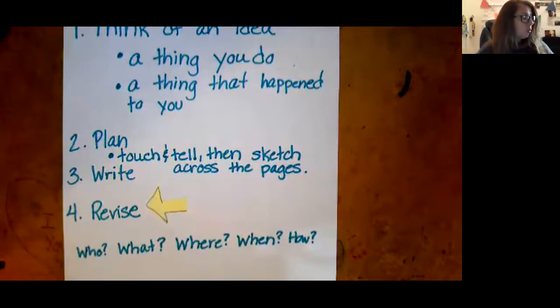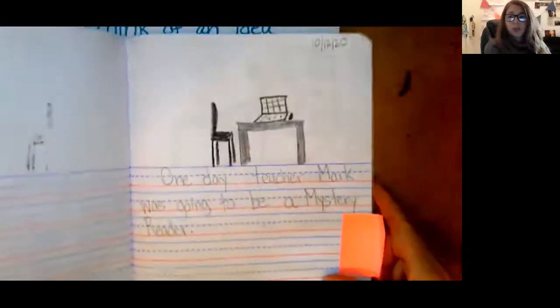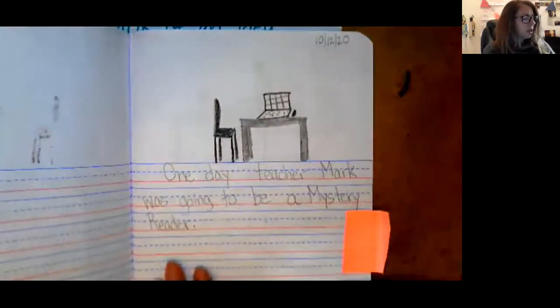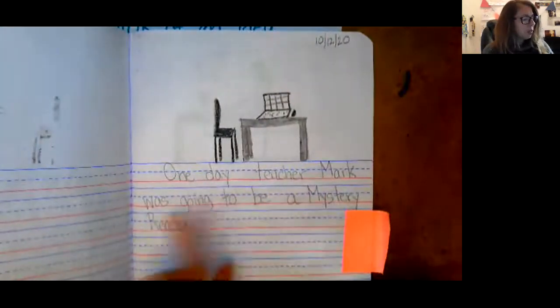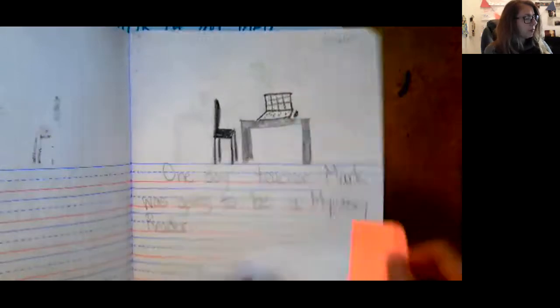So today we're going to work on revising our stories. And we're going to be making sure that we talk about in our story who is in the story, what's happening in the story, where is the story taking place, when is the story happening, and how is the story happening. So let's take a look at a story that I wrote that you are very familiar with. I wrote a story about when Teacher Mark was our mystery reader. Let's read it together. One day, Teacher Mark was going to be a mystery reader.